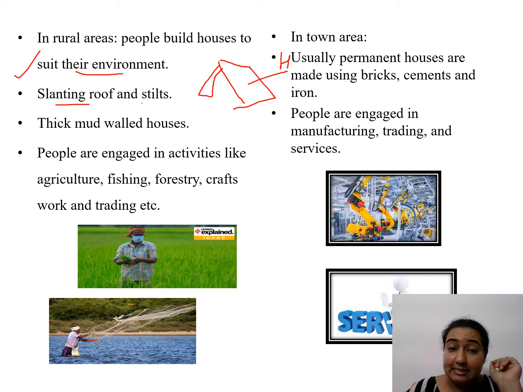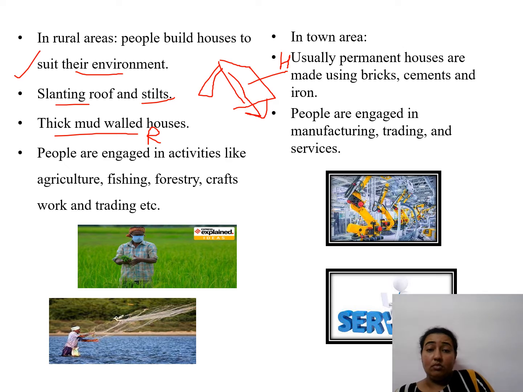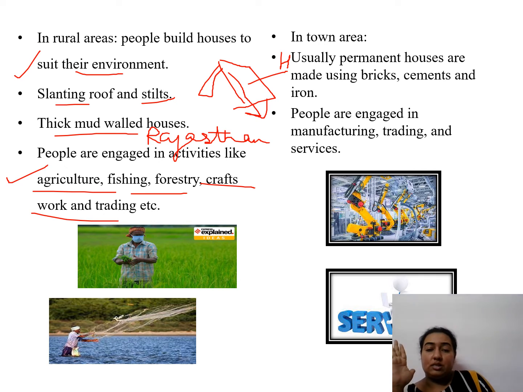Slanting roofs and slits. As I explained to you, slanting roofs is also there. This is example of slanting roofs and slits. Thick mud walled houses found in Rajasthan. Now they have also told us what type of activities people are involved in. Yes, we can see people are engaged in activities such as agriculture, farming, fishery, foresting, crafts, and trade. All those primary occupations such as farmers, agriculture होते हैं. You know, farmers are staying in villages, so they are involved in rural areas.